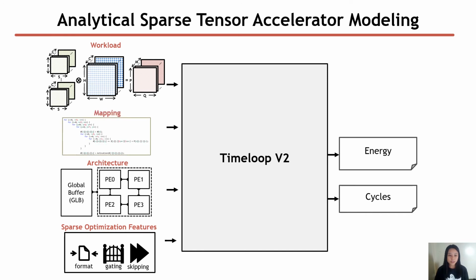Another thing it takes in is the mapping, which defines how you want to map the workload to the architecture. And thus, Timeloop also tells us whether your mapping input is valid, because people can input invalid mappings that don't work on the architecture design.